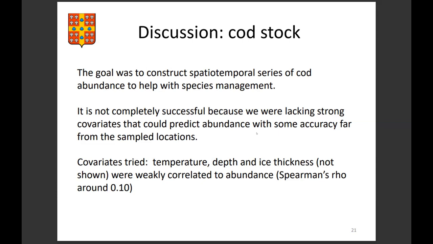So, the discussion. The goal was to construct a spatial-temporal series for flood abundance to help with species management. The project is not completely successful because we were lacking a strong covariate that could predict abundance with some accuracy far from the sample locations. The explanatory variables that we used in the initial model were temperature and log depth, but we tried other ones like ice thickness and so on, and they were really weakly correlated to abundance. So this means that the project was not completely successful.